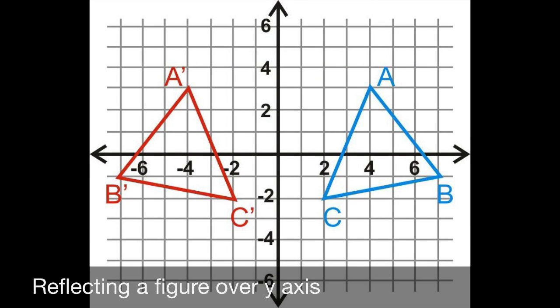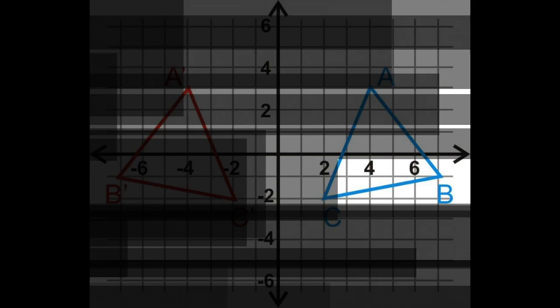To reflect the pre-image over the y-axis, you must flip the sign of the x value of each coordinate. The y-coordinate stays the same. For example, on this diagram, the coordinate for point A is -4, 3. After reflecting this over the y-axis, the new coordinate will be 4, 3.